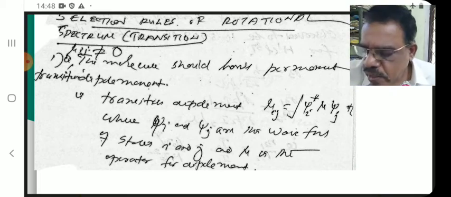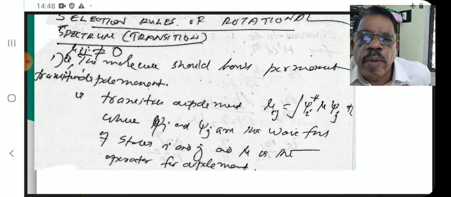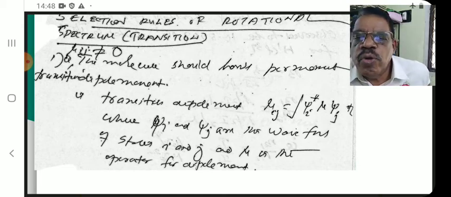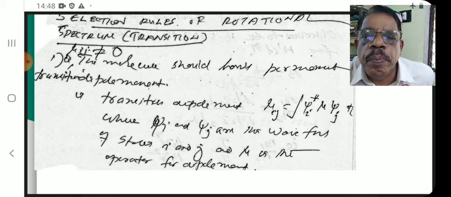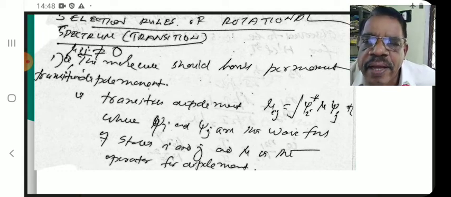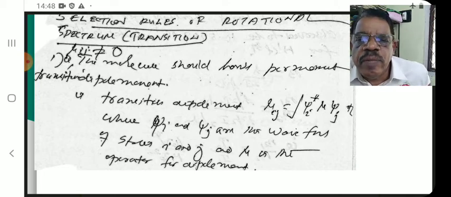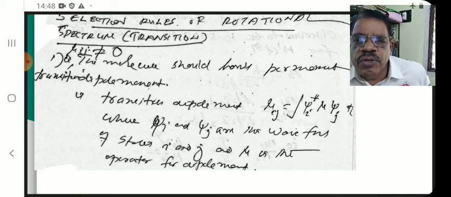That is the transition dipole moment, mu ij. Transition dipole moment mu ij is equal to the integral of psi i star mu psi j d tau. This is the method of finding the eigenvalue that we study in quantum mechanics. In between the two functions, mu is called the operator for the dipole moment. And you know quantum mechanics is operator mechanics. To find any eigenvalue, we have to use the operator method.